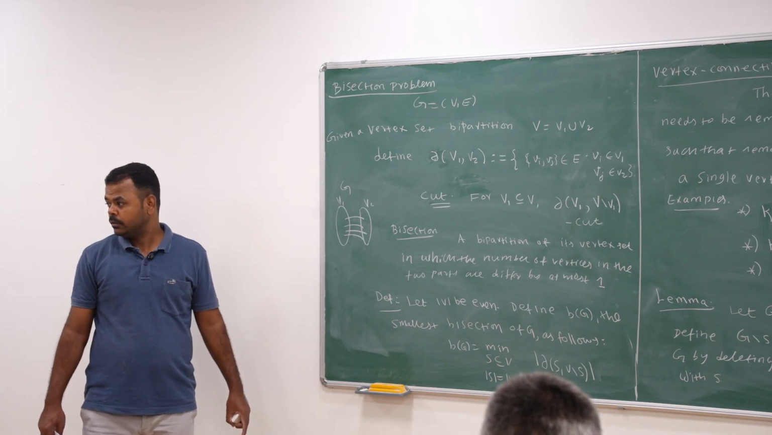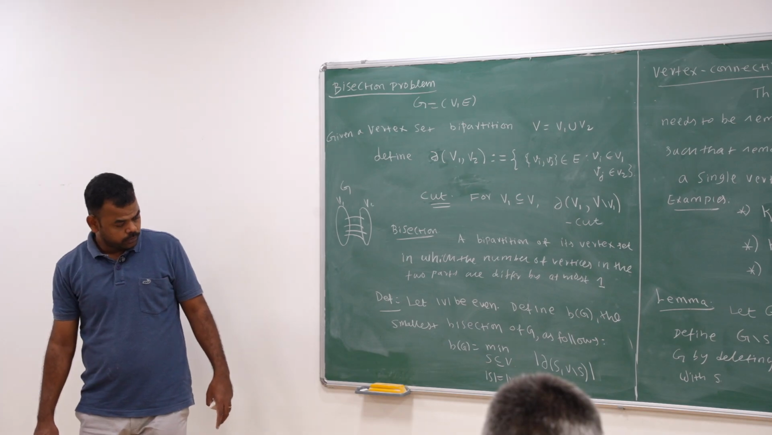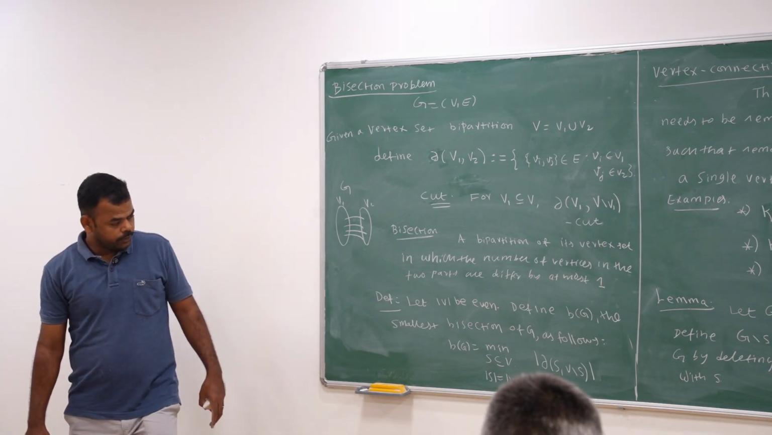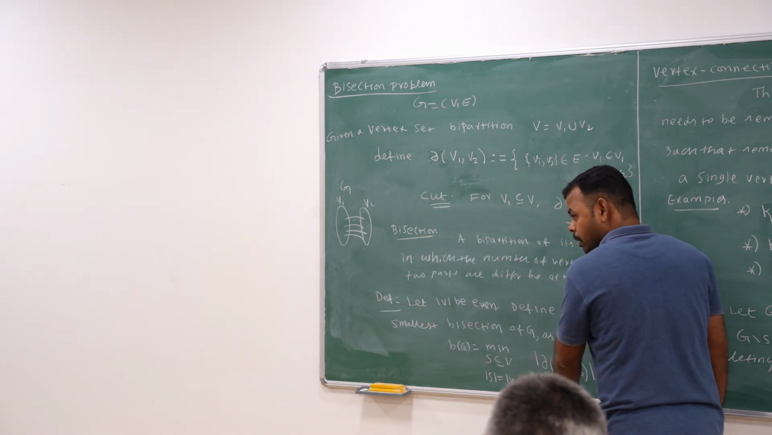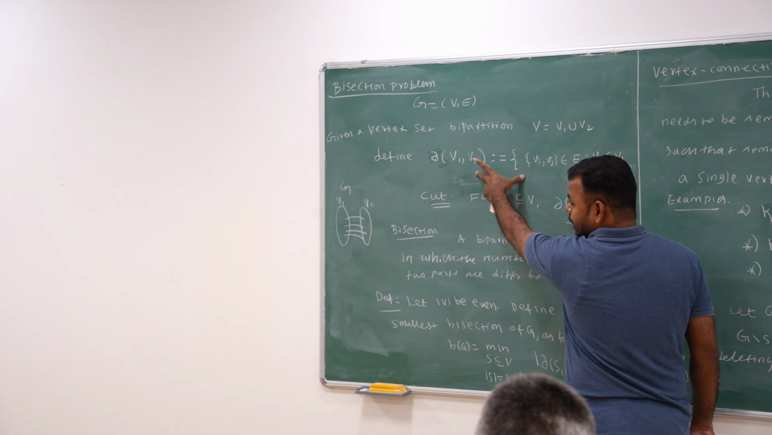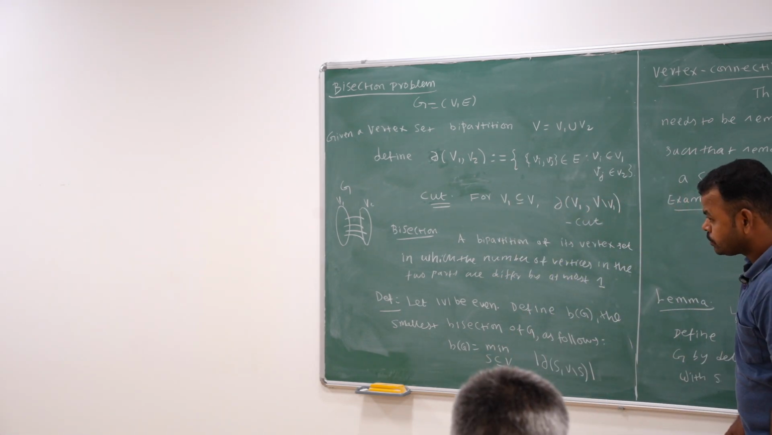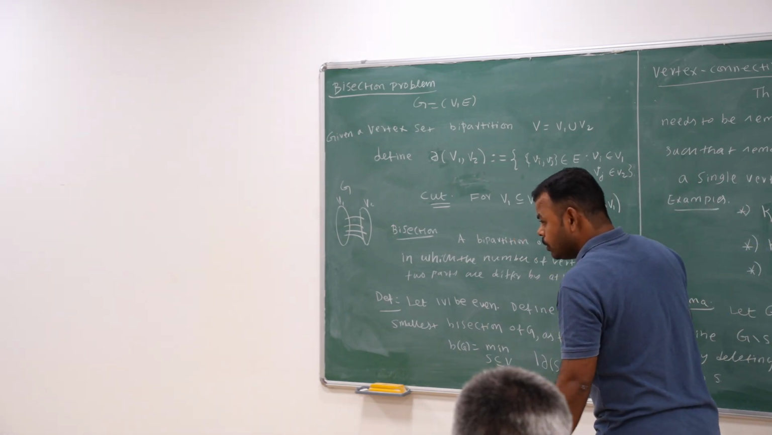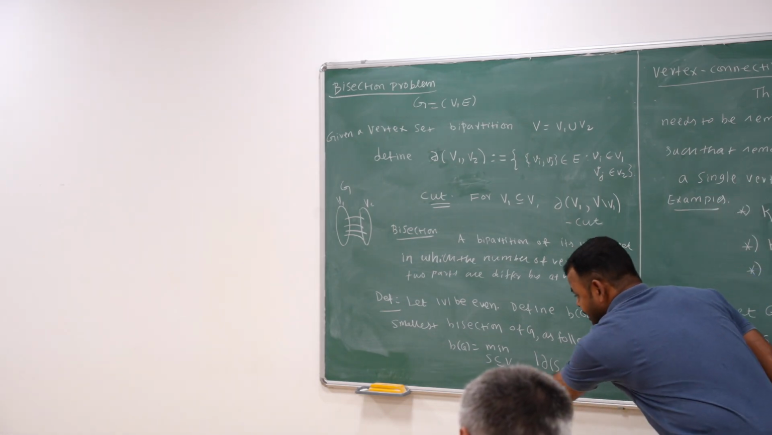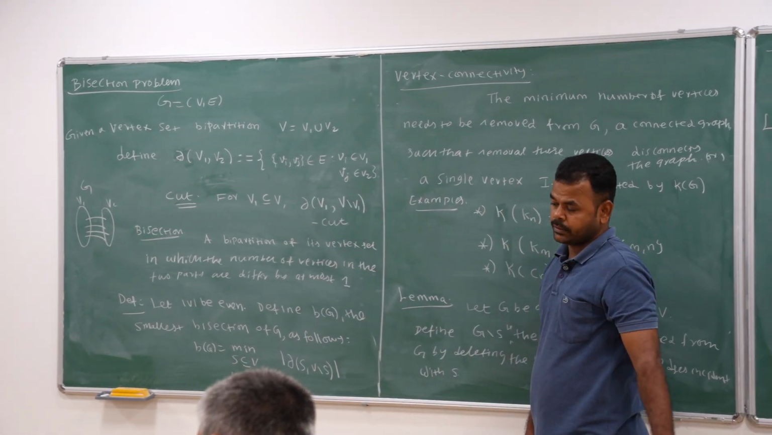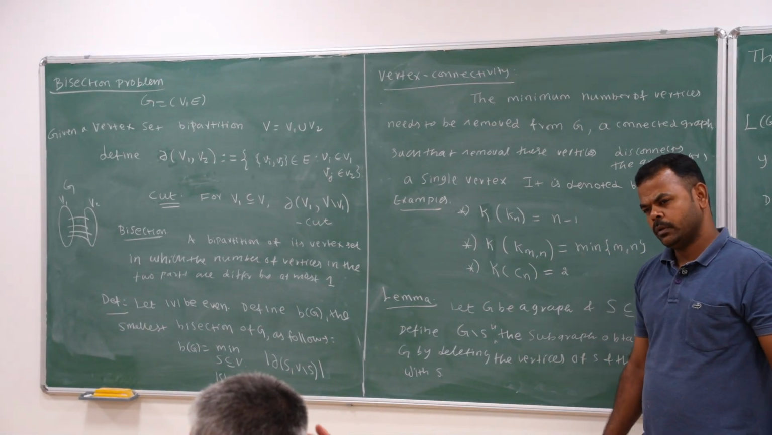In the definition of bisection, are the two parts allowed to intersect or not? S and V minus S. When I'm defining this one, they can overlap, but after this I'm not allowing them to overlap. No, but the parts are equal. The constraint is the cardinality of S is equal to the cardinality of V minus S. So you want to split the vertices in half.